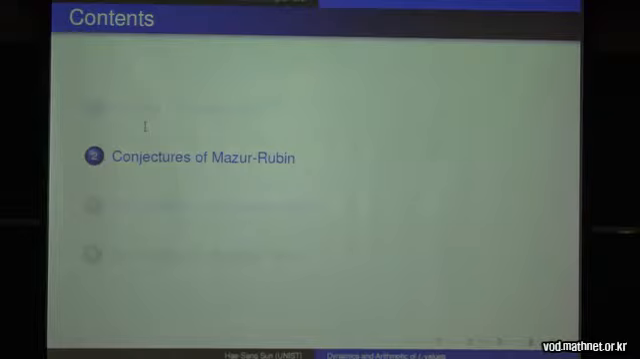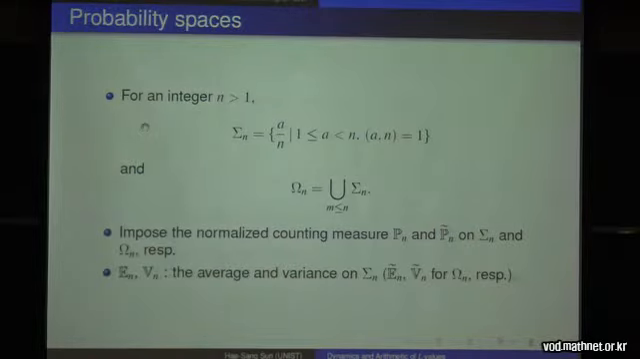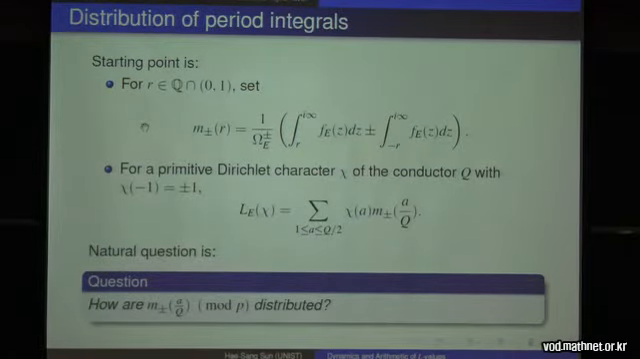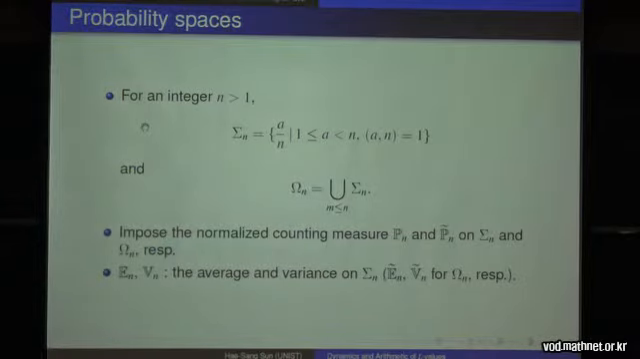Let me now introduce some relevant study for that. The basic idea is this. I'm going to consider this m plus minus as a random variable on some suitable space. That is the strategy. Let me now explain what kind of space we need to consider, I mean the probability space. For an integer n, let me consider sigma n, which is the set of rational numbers between 0 and 1 whose denominator is exactly n. And omega n is the union of them. So it's basically all rational numbers between 0 and 1 whose denominator is less than or equal to n. So it's a very thick space.